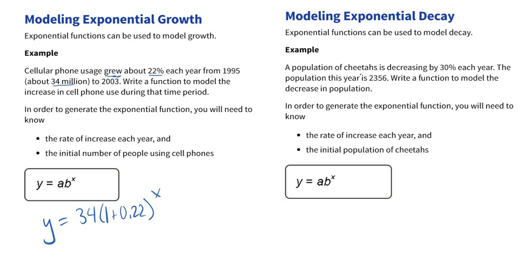How about this one? We've got decay. Population is decreasing. Notice the key words that tell us what's going on. 30% each year. The population's 2356. So that's a starting amount. 2356. Well, 1 minus 0.3 to the x, and of course 1 minus 0.3, that would be 0.7. Hey, there's our function, there's our model. We can go calculate whatever we need.